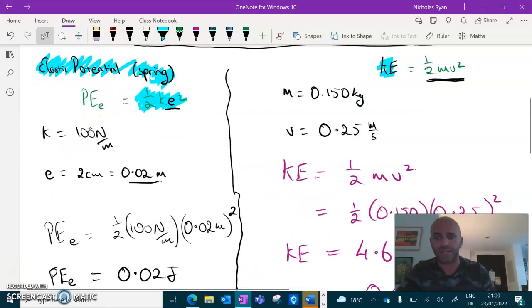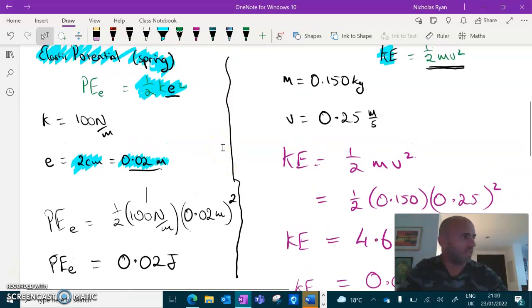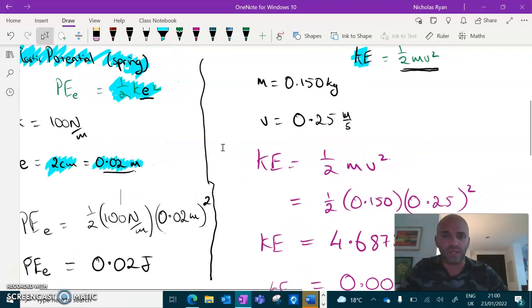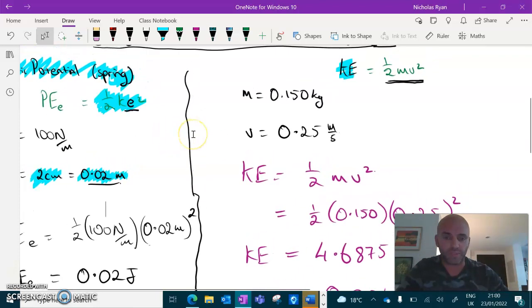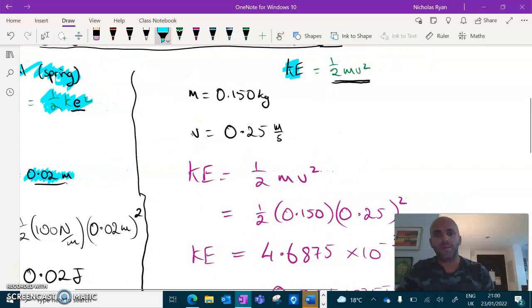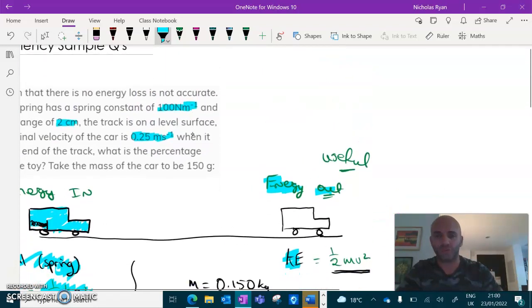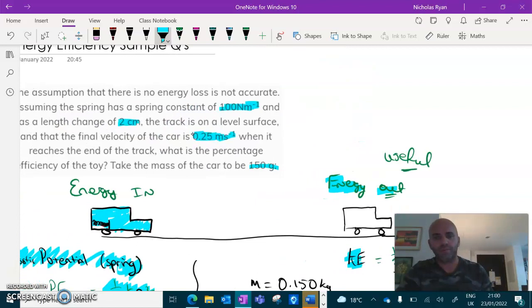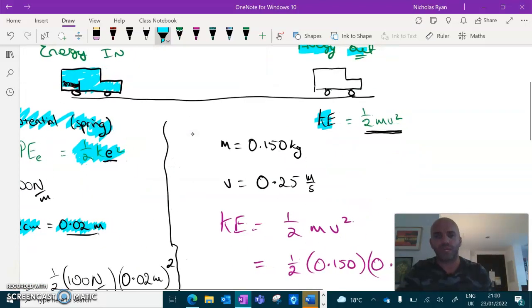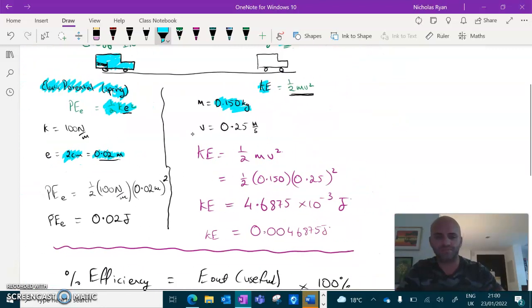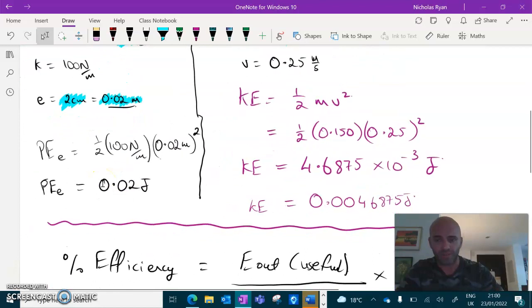When I made my list, I realized that the extension was given in centimeters, or compression, whatever it was. So just make sure to convert that to meters. Always expect that in your GCSE you're going to have to do some unit conversions in your questions. The mass was also given in grams, 150 grams. So again, in my list, I convert that to kilograms. After that, all I have to do is plug my numbers in.